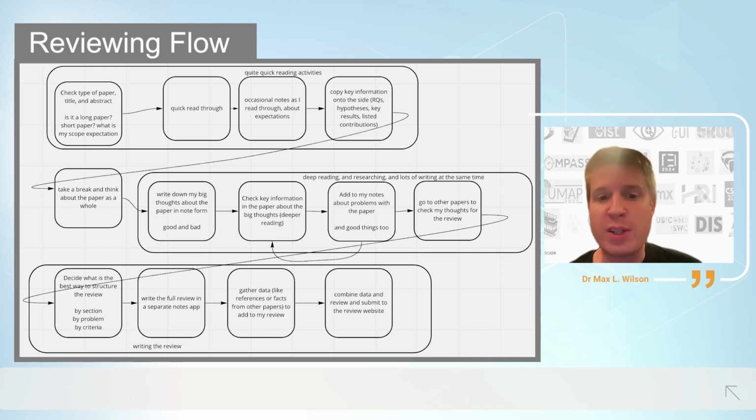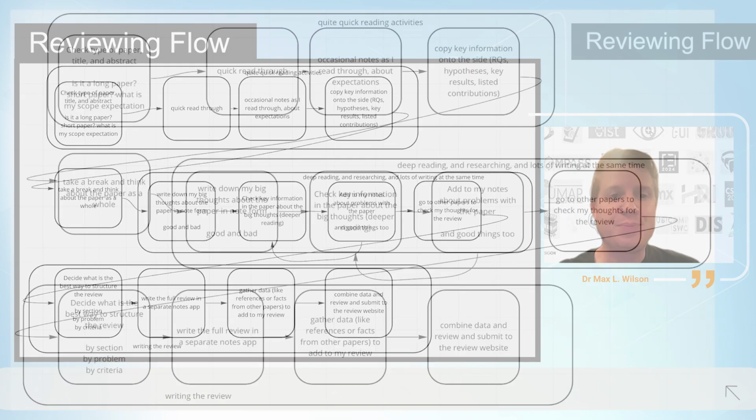One thing I produced recently for someone else when we were discussing peer review is a diagram I created about the way that I review papers in detail.